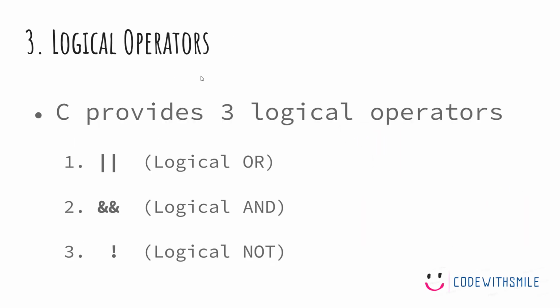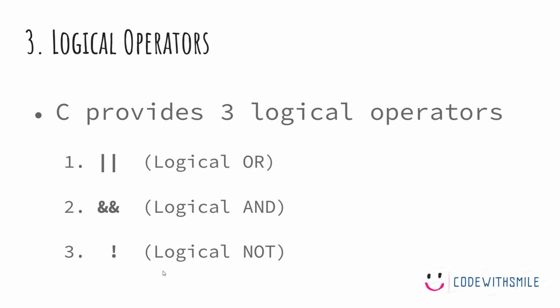Third is logical operators. C provides us 3 logical operators, that are logical OR, logical AND, and logical NOT. These are represented by using these symbols. The statement having OR operator will return true if any one of the operand is true. The expression having AND operator will return true only when both the operands will return true, whereas the logical NOT operator is used to return the negation value of the operand. That means if the operand is true, it will return false, and if the operand is false, it will return true.